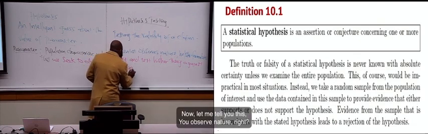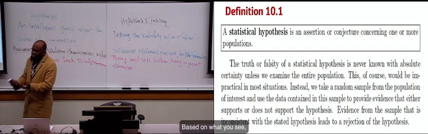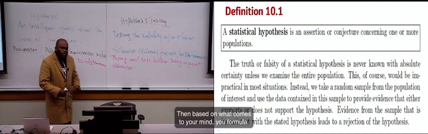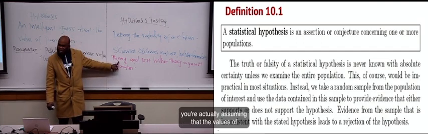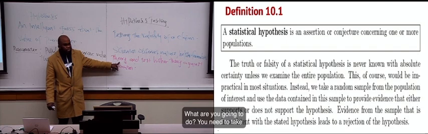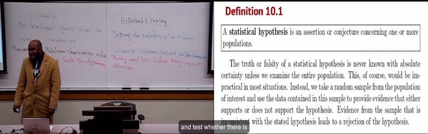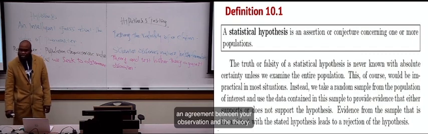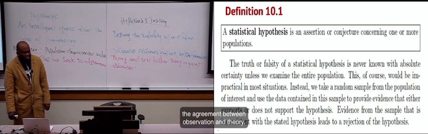Now, let me tell you this. When you observe nature, based on what you see, something is going to come to your mind as an intelligent guess. Then, based on what comes to your mind, you formulate a theory. When you formulate a theory, you are hypothesizing. You're actually assuming that the value of a parameter is something. Then what are you going to do? You need to take a sample of data and test whether there is an agreement between your observation and the theory. You want to test: is there an agreement between observation and theory?